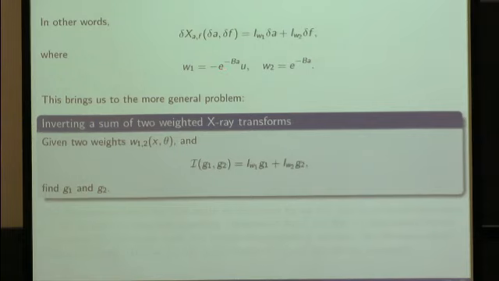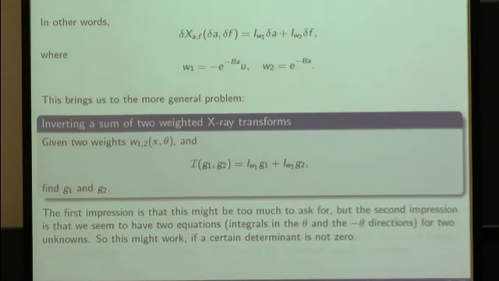So now the new problem is to invert a sum of two weighted X-ray transforms. Right? So you have two functions, two weights. Of course, if the weights are 0, you cannot do anything, so there should be conditions on the weights. But right now, you have two arbitrary weights in the phase space, and you want to invert this transform. Well, we have enough trouble with one transform. Now we have the sum of two. The first impression is that this is too much to ask for, just two functions is too much.